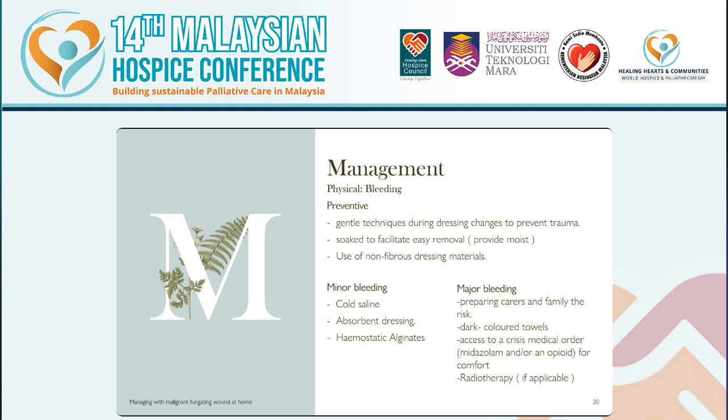For those who are able to prescribe crisis medication like midazolam or morphine as anticipatory medication, this can be done as well for comfort. And radiotherapy can also be discussed if the patient has a good performance status, but of course you need to get the oncology team involved in these discussions.